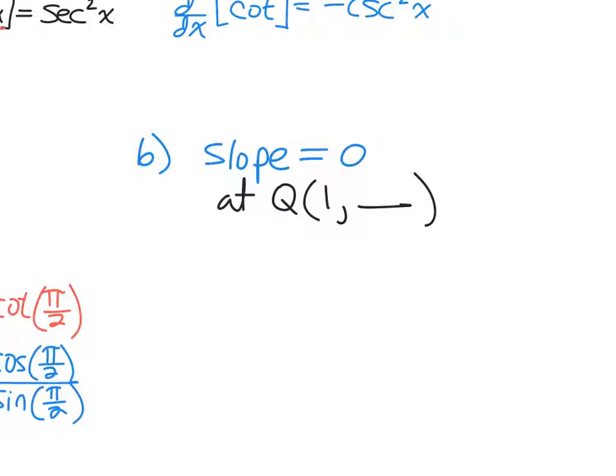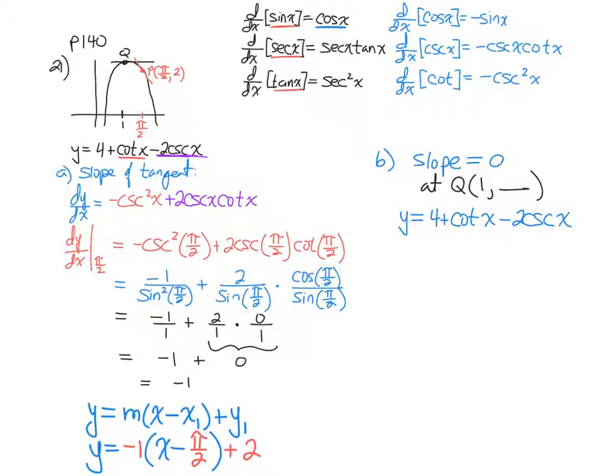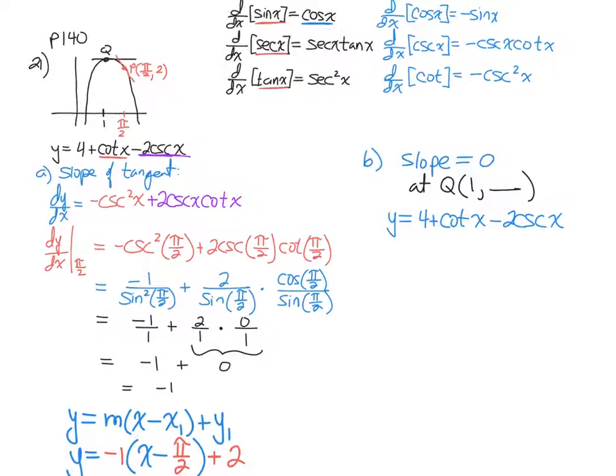But again, I do know the relation. I have y equals 4 plus cotangent of x, minus 2 times the secant of x, cosecant of x. So I just need to find the y value that goes along with that x value. Diagram notwithstanding, in the textbook it does line up with the 1, or at least it does seem to. So I just need to figure out what y would be if x were equal to 1.